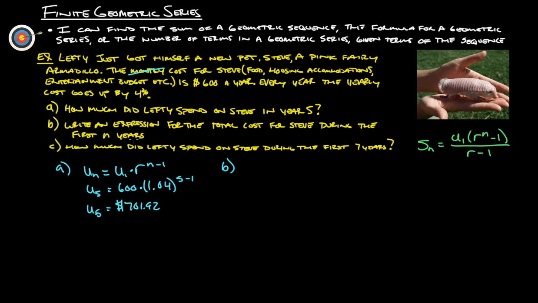Part B. Write an expression for the total cost for Steve during the first n years. So that's where we're going to use this. S of n equals first term, which is 600, times our rate, which is 1.04, to the nth power, minus 1, and that's all over our rate minus 1, which is 1.04 minus 1. So there's our expression.